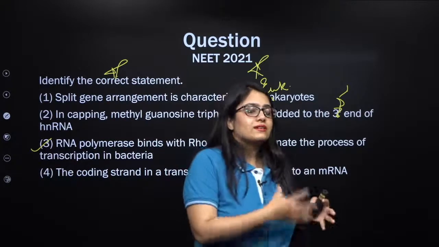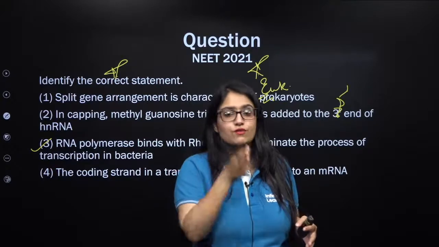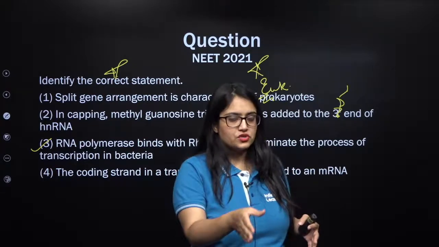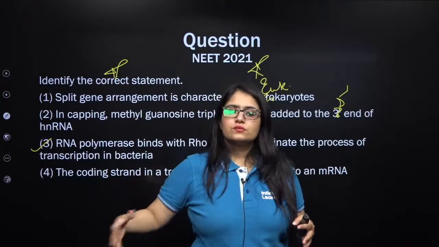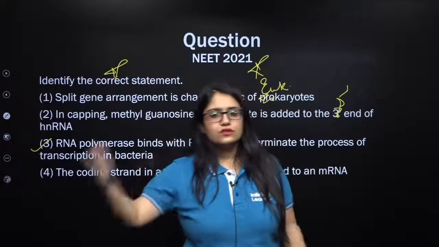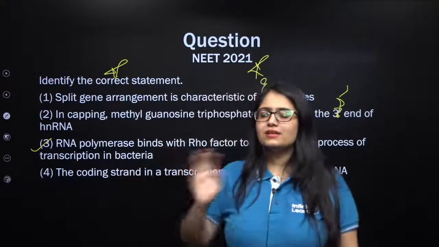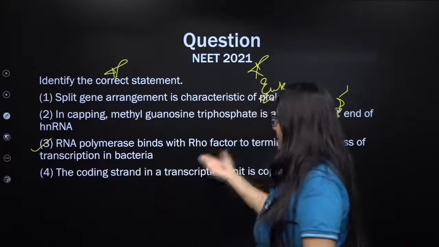So sigma factor binds to the RNA polymerase and helps the RNA polymerase to identify from where it has to start the transcription, and when it is time to cease or stop the transcription, the RNA polymerase binds with the rho factor, which helps to terminate the transcription. So rho and sigma dependent transcription is seen in prokaryotes. That's absolutely correct, like bacteria.